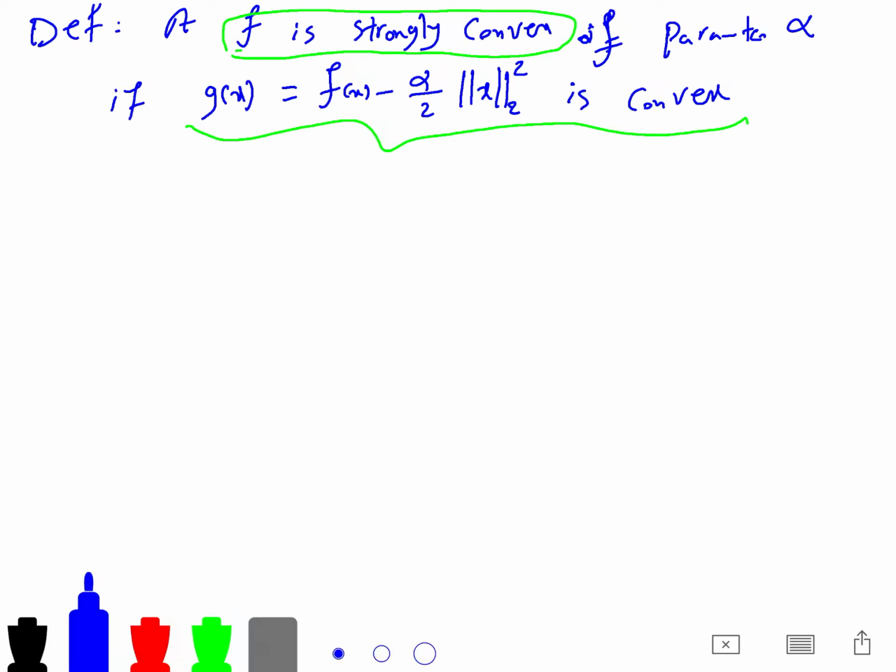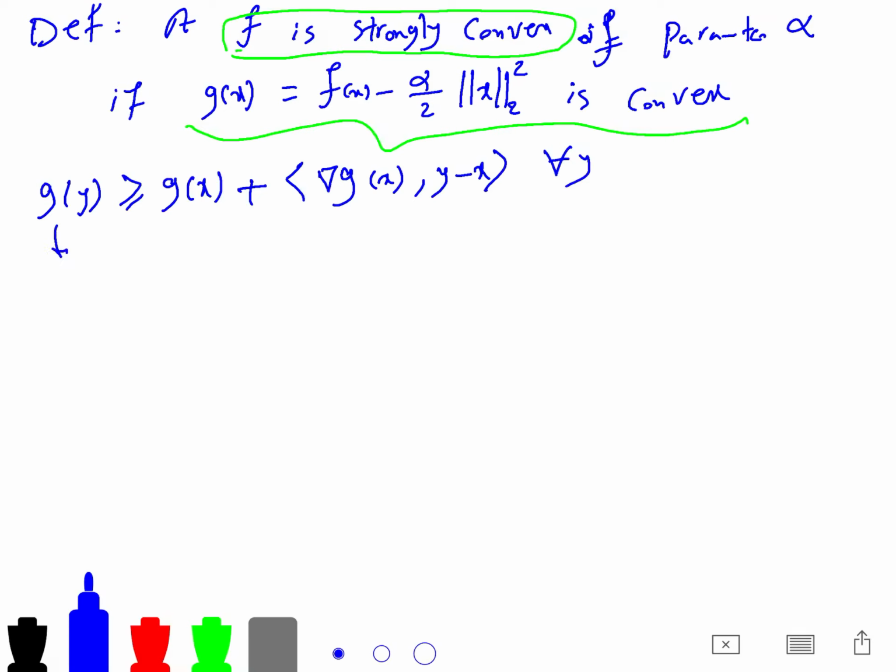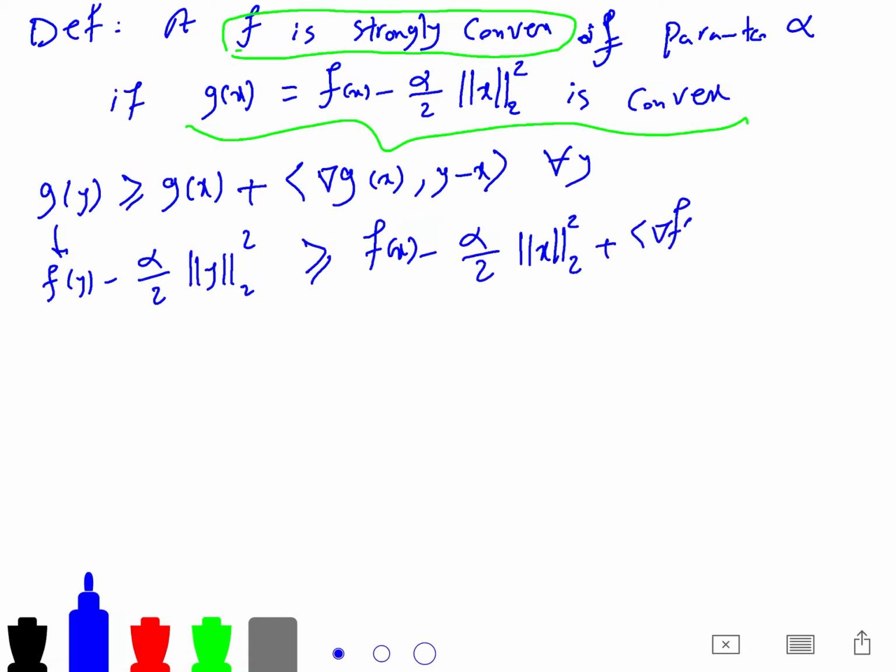And let's just use the definition of a convex function, which I can write as follows: g of y is greater than or equal to g of x plus gradient of g of x times y minus x, for any y. And because I have defined g as that, I can write f of y minus alpha over 2 y squared is greater than or equal to f of x minus alpha over 2 x squared plus gradient of f of x minus alpha x times y minus x.